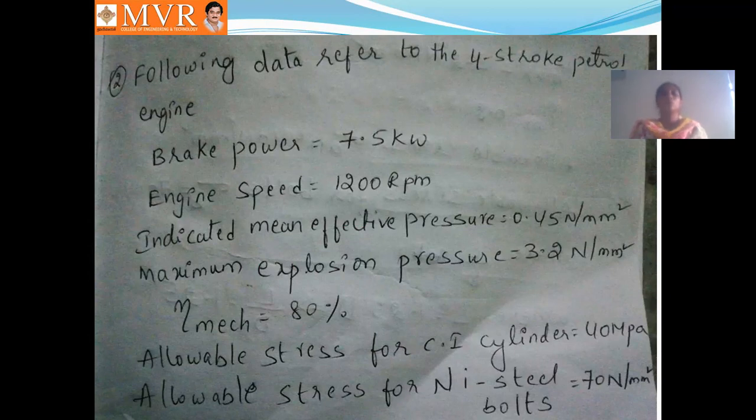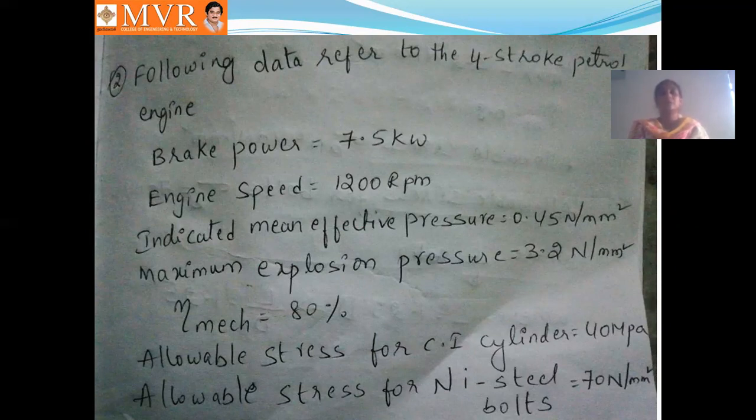First, what they have given in the data: a four-stroke petrol engine. Brake power BP is equal to 7.5 kilowatts. Engine speed N is equal to 1200 rpm. Indicated mean effective pressure P_m is equal to 0.45 Newton per mm square. Maximum explosion pressure P_max is equal to 3.2 Newton per mm square. Mechanical efficiency is equal to 80%.